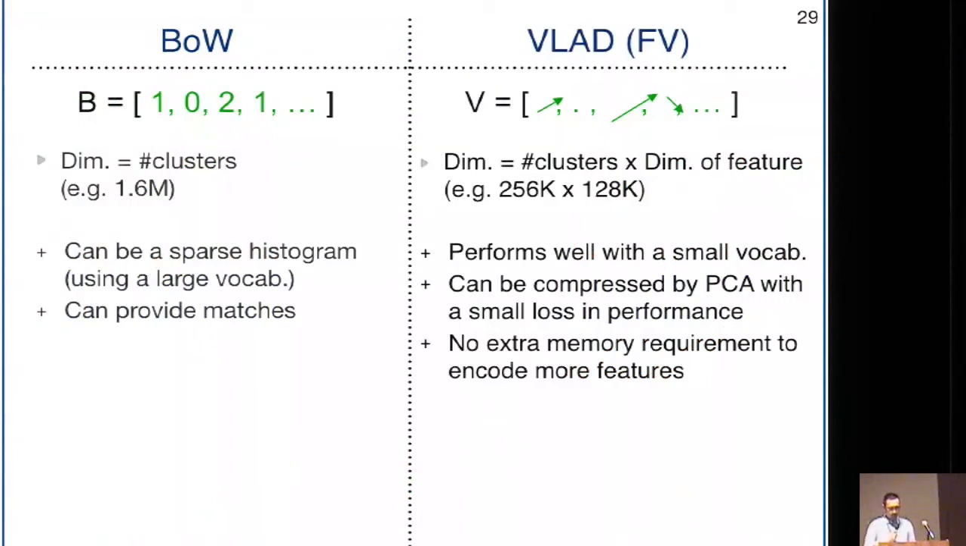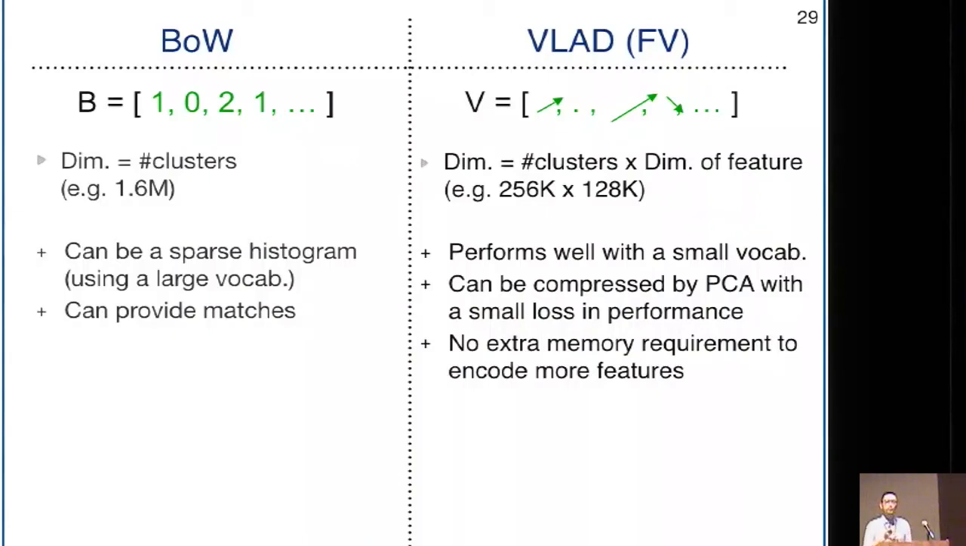So next, on the other hand, VLAD performs quite well even with a small vocabulary. This is important because we have to assign the features to the centroid, and if the vocabulary is large, it takes some time. Of course, we can use ANN and so on, but still smaller is better. Even with a small vocabulary, VLAD works quite well, as good as large-vocabulary bag of words. And it is known that VLAD can be further compressed by PCA with negligible loss of performance.